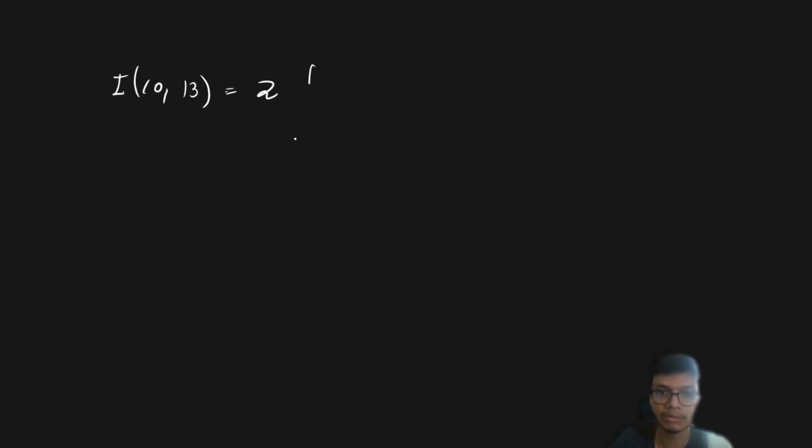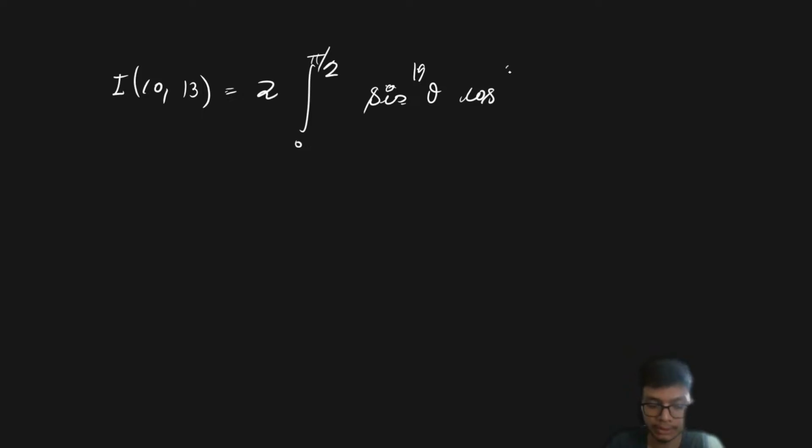And the value of I of 10 comma 13 is going to be equal to 2 times the integral from 0 to pi by 2 of sine to the power 19 and cos to the power 25 d theta, right?